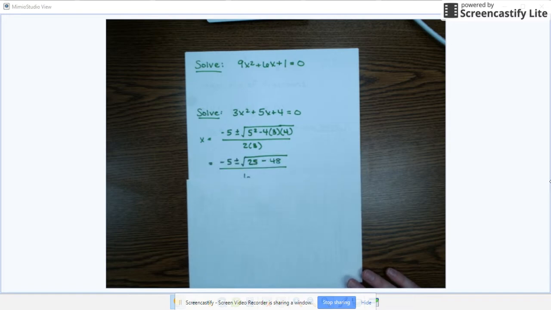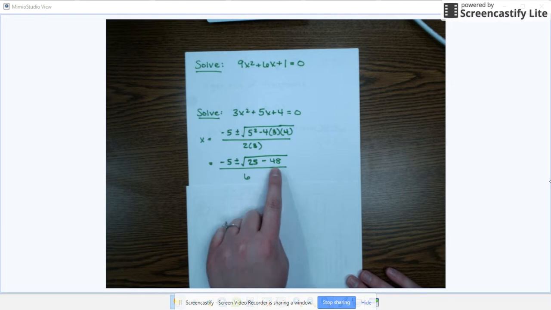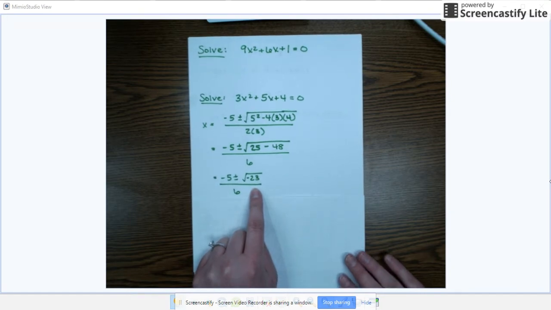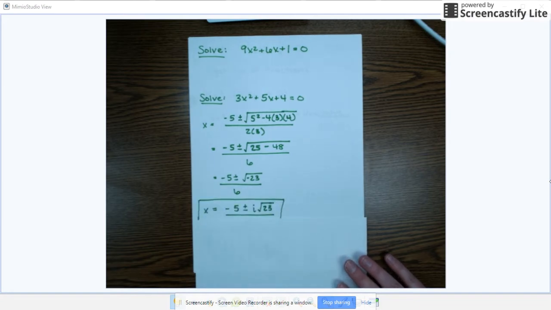When we simplify the inside of our radical, that becomes 25 minus 48. Automatically, we can see that that's going to be a negative number. So we have square root of -23. As of yesterday, that's not a problem anymore. Remember, we can split this up into the square root of -1 and the square root of 23. So our final answer becomes -5 plus or minus i root 23, still all over 6.